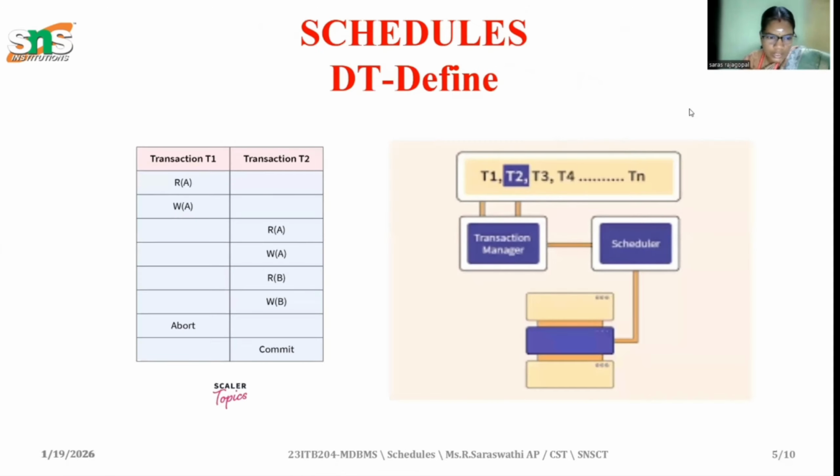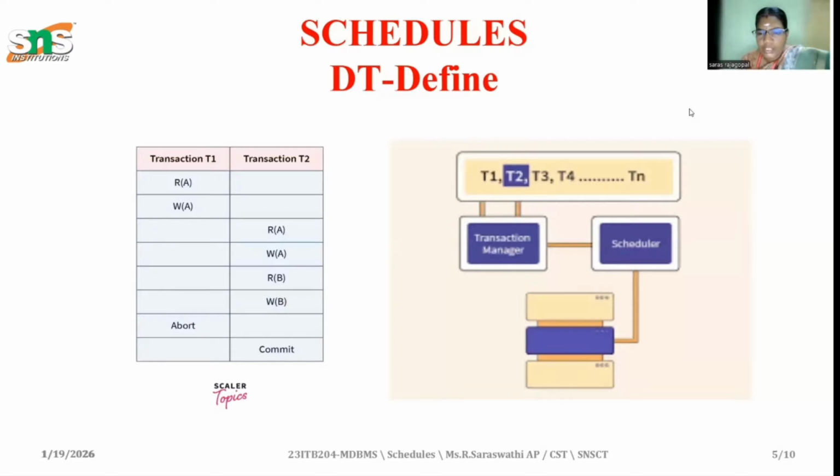Transaction T1, with read of A and write of A, is completed first, and only then does transaction T2 apply read of A, write of A, read of B, and write of B. Read of B and write of B are used only by transaction T2. T1 does not use the value of B. Then it is aborted and then completed.